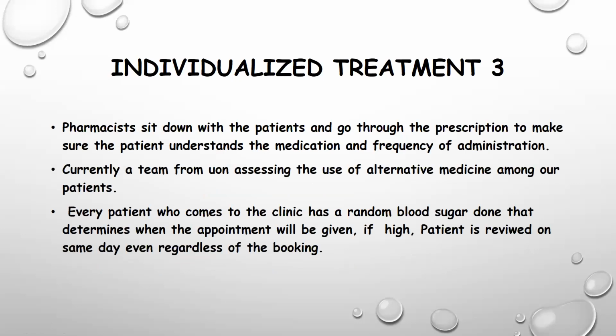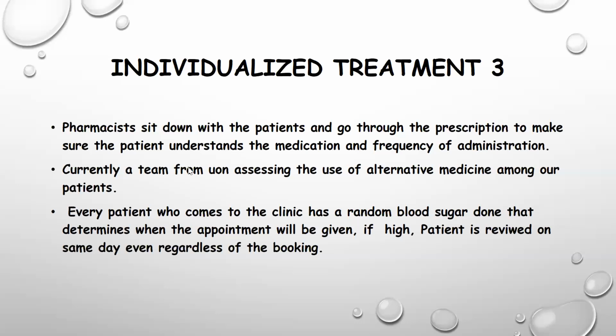So the pharmacist in our diabetes clinic sits down with the patients. They go through the prescriptions and make sure that the patient understands what specific medication they're taking, the frequency of administration, and the right time to take it. There's currently a team from the pharmacy department that is looking at alternative medicine. Most of our patients have visited herbalists and they come with a lot of questions. They're taking herbs. So there's a team that also sits down with them and talks about the alternative medication and which one is acceptable and which is not acceptable.